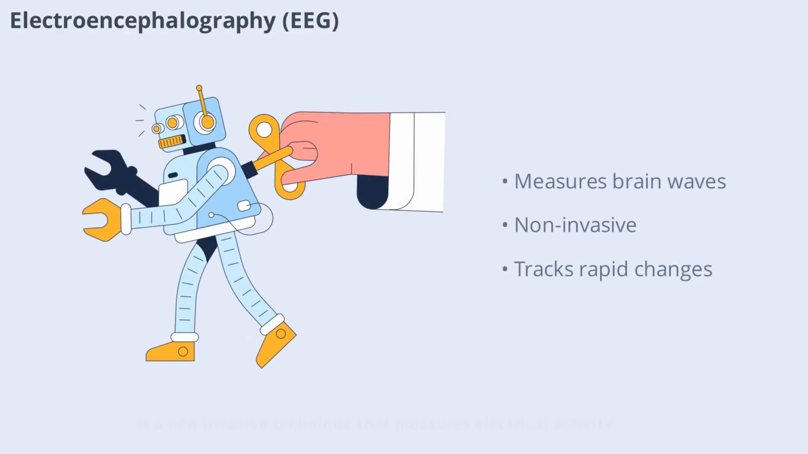Electroencephalography, or EEG, is a non-invasive technique that measures electrical activity in the brain using electrodes placed on the scalp. EEG is especially useful for studying brain waves during sleep, attention, and various mental states. It provides excellent temporal resolution, allowing researchers to track rapid changes in brain activity. Although it doesn't pinpoint exact brain locations, EEG is invaluable for understanding the timing of neural processes.